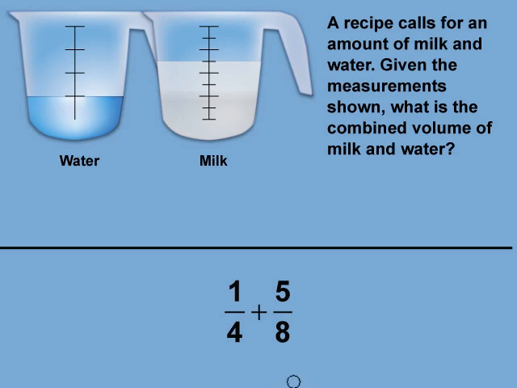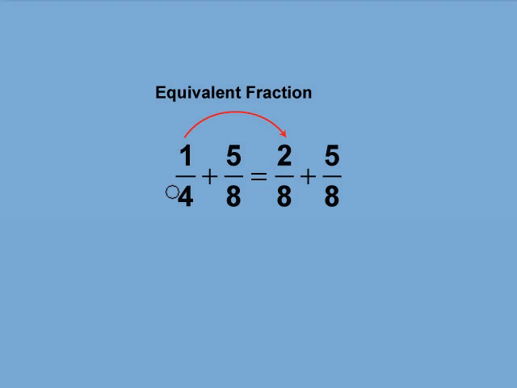This results in this addition statement: 1/4 plus 5/8. As before, this pair of fractions doesn't have a common denominator, but one of the denominators is a multiple of the other. So we can write 1/4 as 2/8, as shown here. With a common denominator, you can now combine the numerators. So the amount of milk and water is equivalent to 7/8 of a cup. Let's look at a final example.